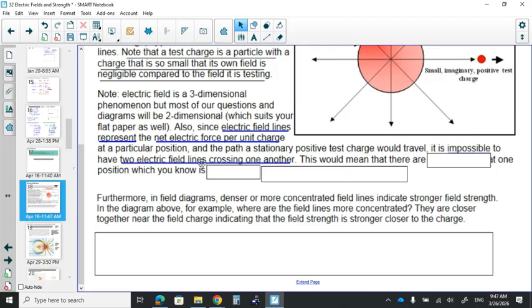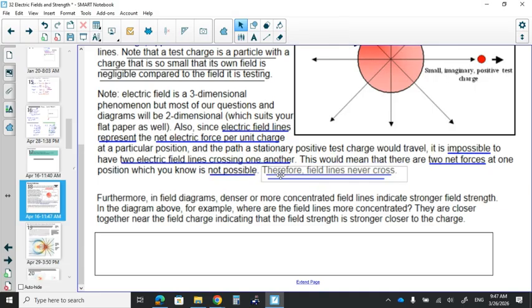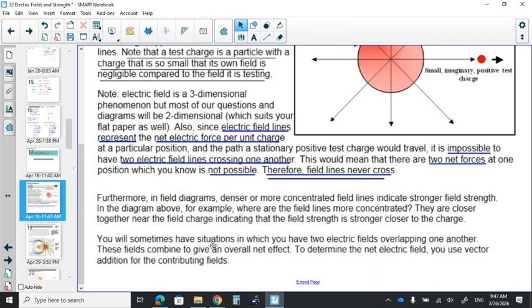You can't have two electric field lines crossing one another, because that would mean you'd have two net forces in that area. So it just logically doesn't make sense. You can't have two net forces. So electric field lines never cross just because of their definition, right? You will sometimes have situations where two electric fields are overlapping, if you will. And so they're going to combine to give an overall net electric field in that area. And so you'd use vector addition for the result. And we're going to be doing that.